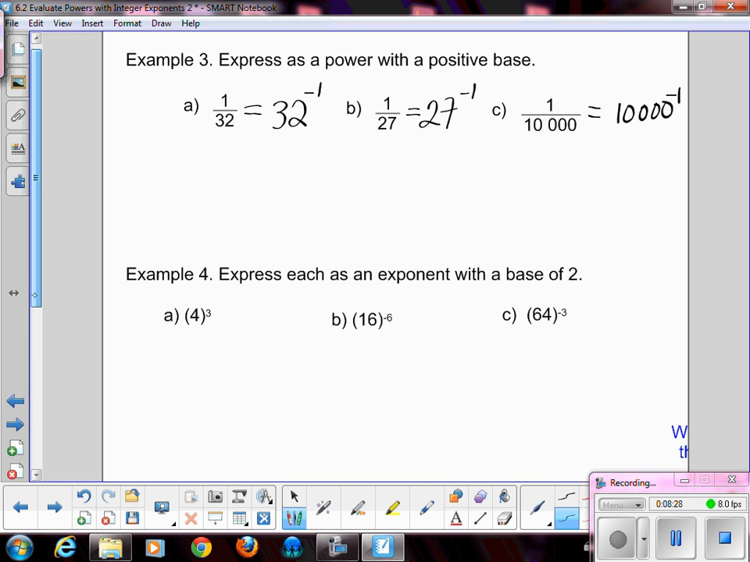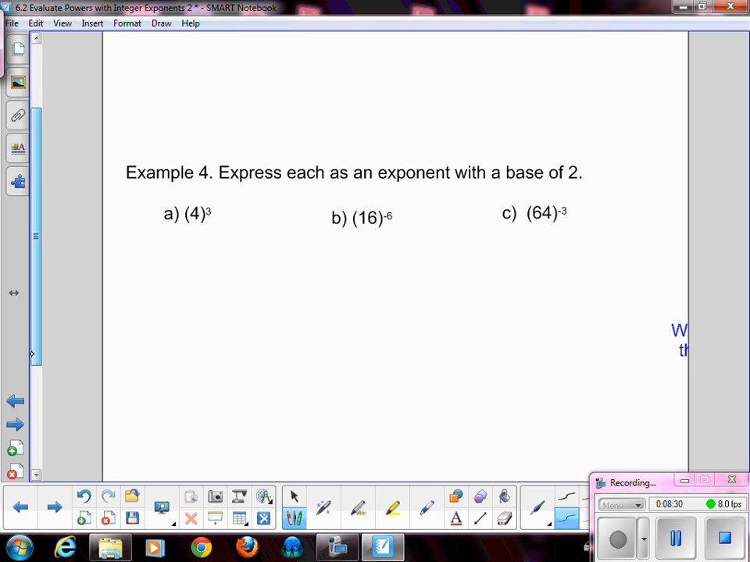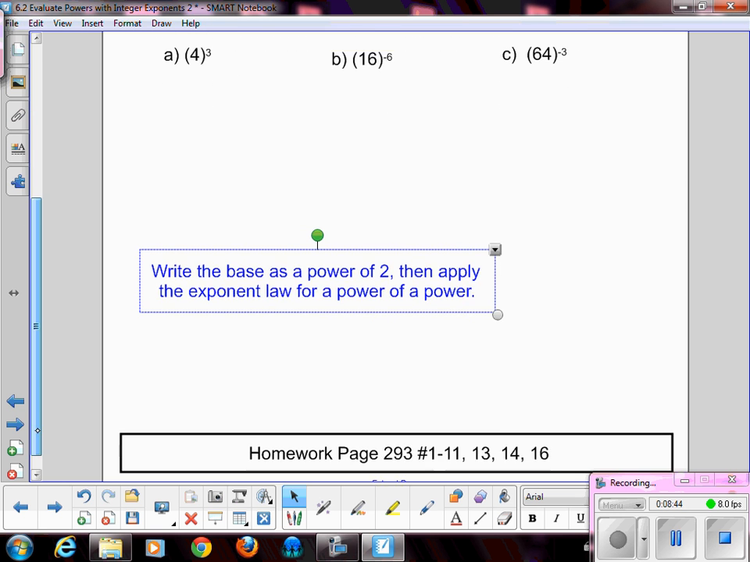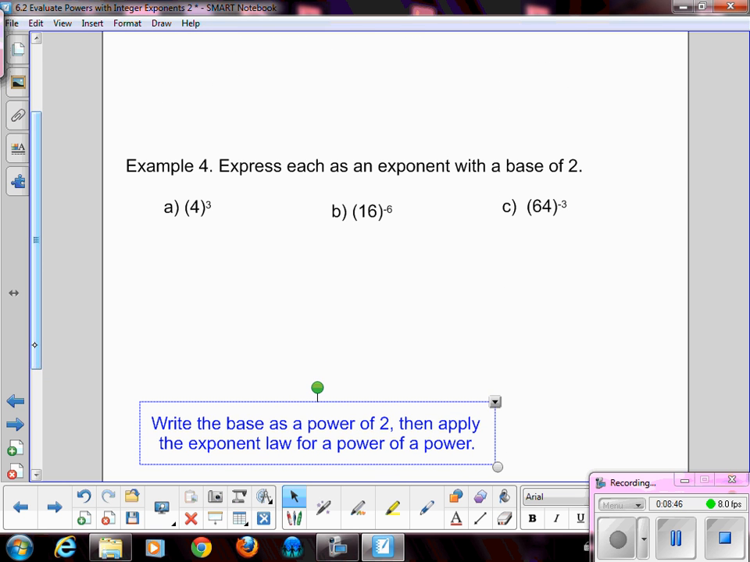Next question, example: express each as an exponent with a base of 2. I have something a little bit different this time. What I need to do is write the base as a power of 2, then apply the exponent law for a power to a power.